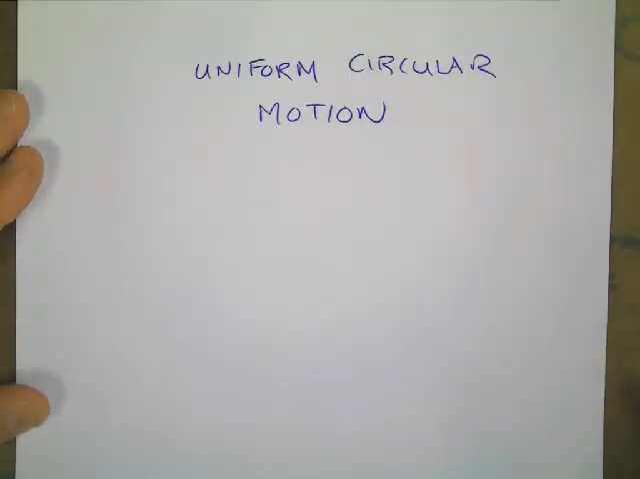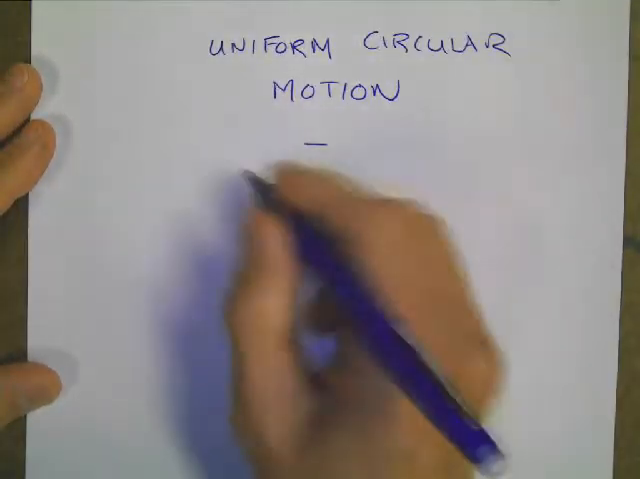Okay, in this video I'm going to be talking about the idea of uniform circular motion, which is an important case of two-dimensional motion. Uniform circular motion is defined as motion in a circular path at a constant speed.